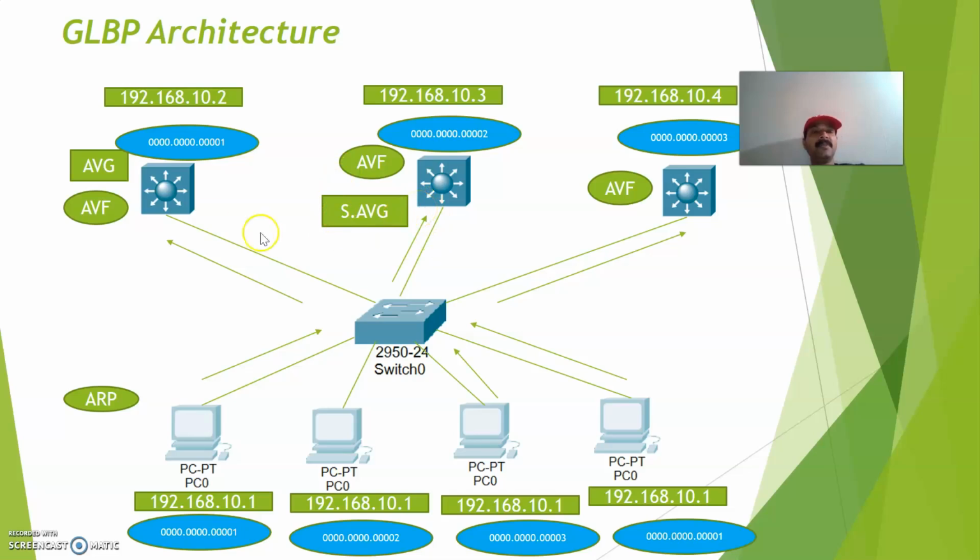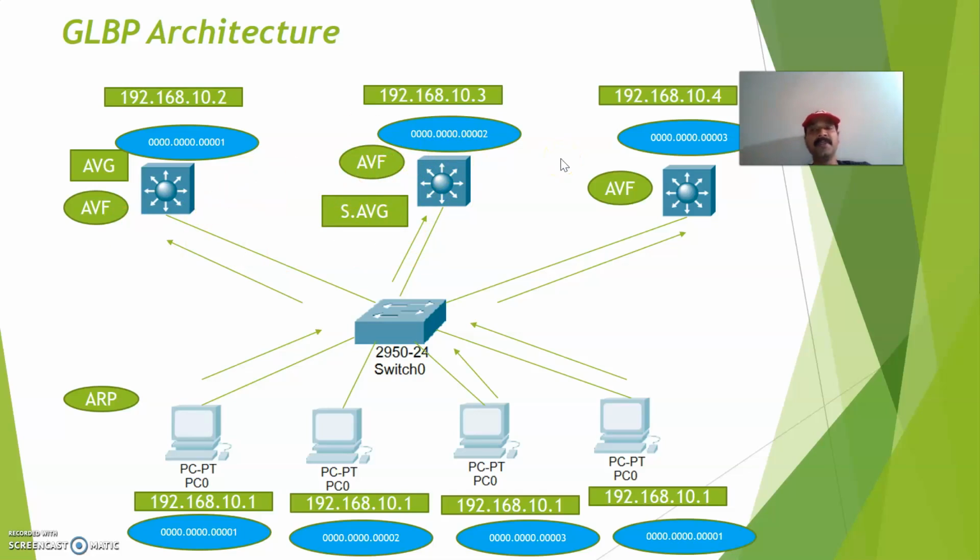How it is done: both the AVG and the secondary AVG share hello messages periodically. Whenever the AVG goes down, the standby AVG will take over the active role. In a similar way, the AVF does the same. Whenever the primary AVF goes down, the secondary AVF will take over the active role. This is done through exchanging hello messages periodically.